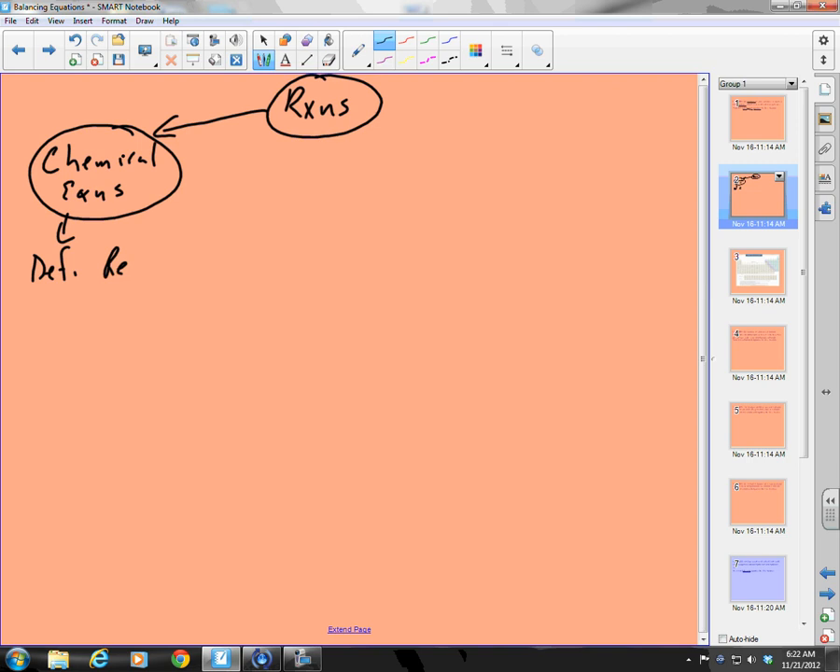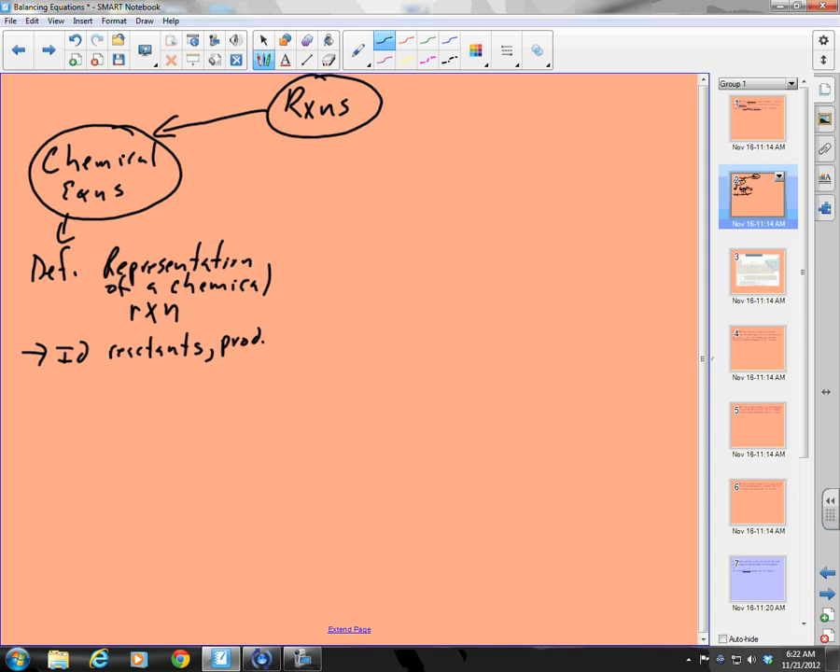It is simply a representation of a chemical reaction. Okay. So it's the way that I show on paper what is happening in a chemical reaction. Good. And what is included in here? Hey, we identify the reactants and products.